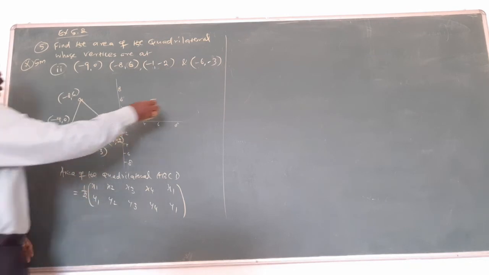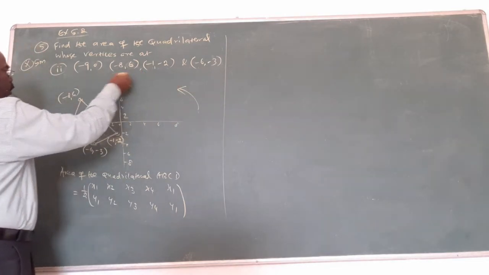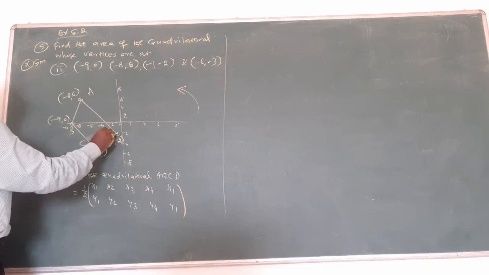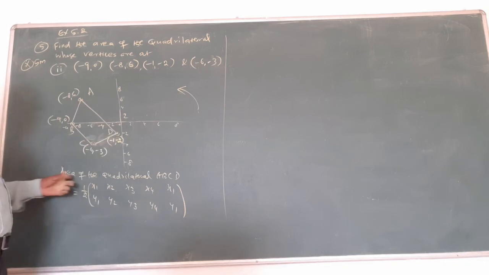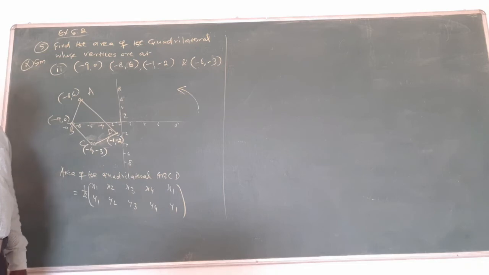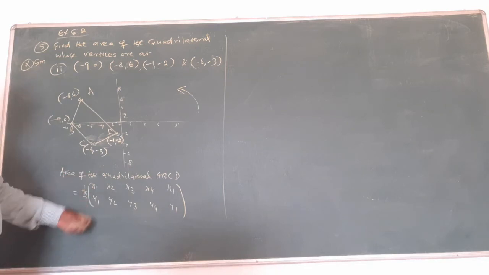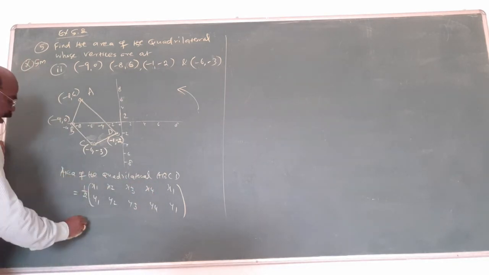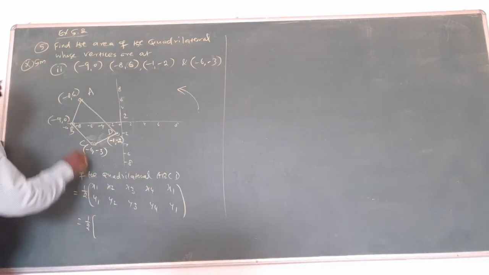What I told you from this way: here A, here B, here C, this one is D. Now write the formula for the area of the quadrilateral A, B, C, D. Half of x1 y1, x2 y2, x3 y3, x4 y4, again x1 y1. So what is the first one? Our answer is A, this one.